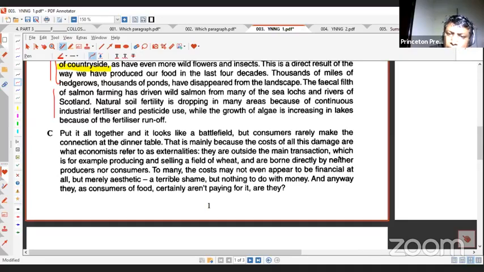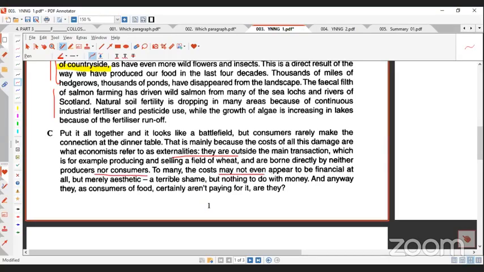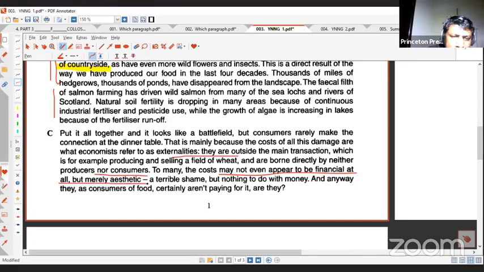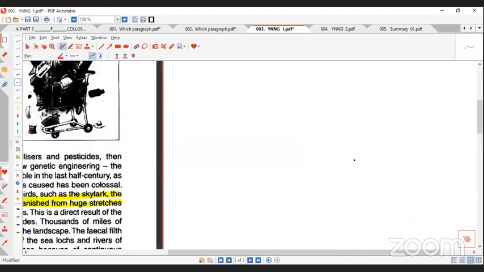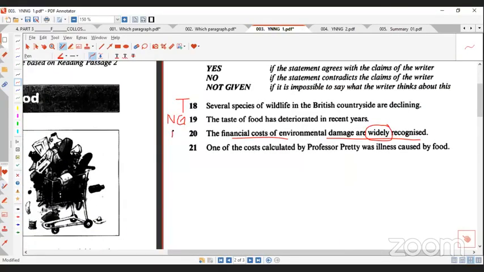Once we're done here, read it fast and try to find it out. What we're looking for is whether it's recognized. Consumers rarely make the connection. This is mainly because the cost of all damages is referred to as externality. It's not recognized because these externalities directly affect neither producer nor consumer. Too many costs do not even appear to be financial at all, but merely aesthetic. It's not recognized because people think it's aesthetic rather than financial. A terrible shame, but the consumers certainly are not paying for that. I think the answer is no. What about the last one?